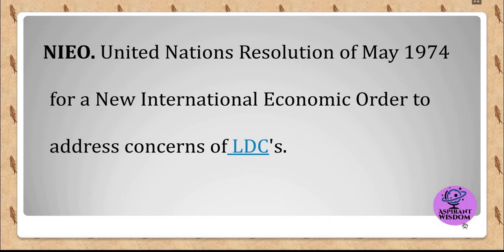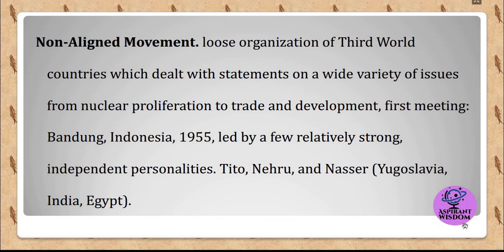NIEO. United Nations Resolution of May 1974 for a new international economic order to address concerns of LDCs. Non-aligned movement. Loose organization of third world countries which dealt with statements on a wide variety of issues from nuclear proliferation to trade and development. First meeting, Bandung, Indonesia, 1955, led by a few relatively strong, independent personalities: Tito, Nehru, and Nasser, of Yugoslavia, India, and Egypt.